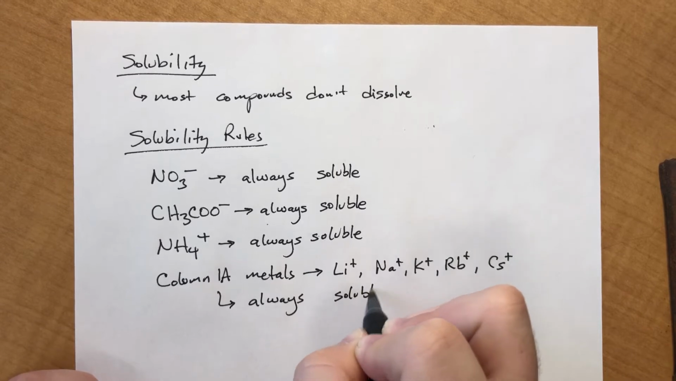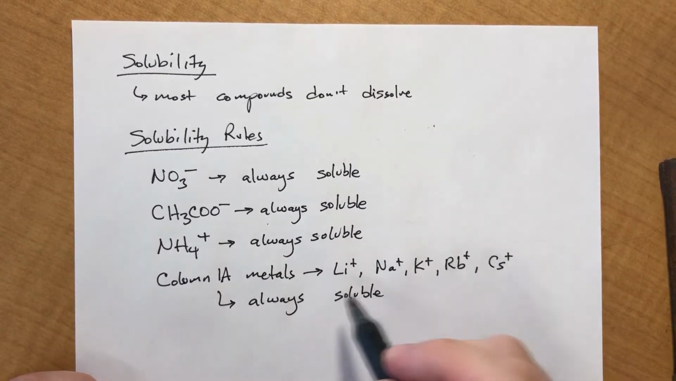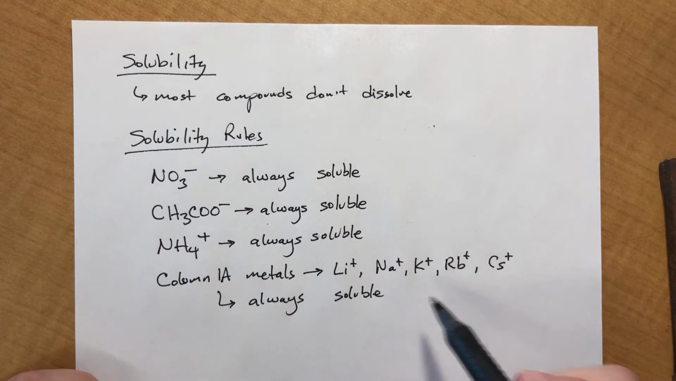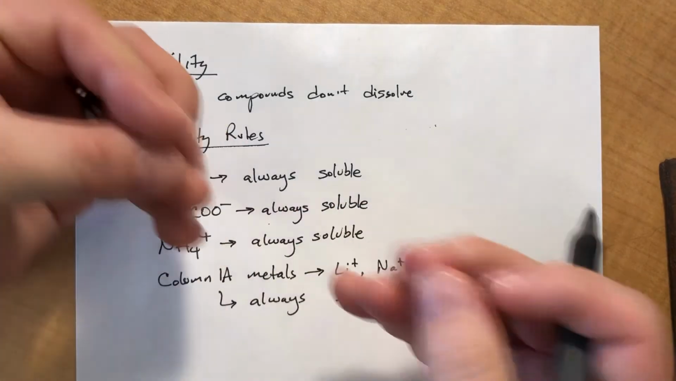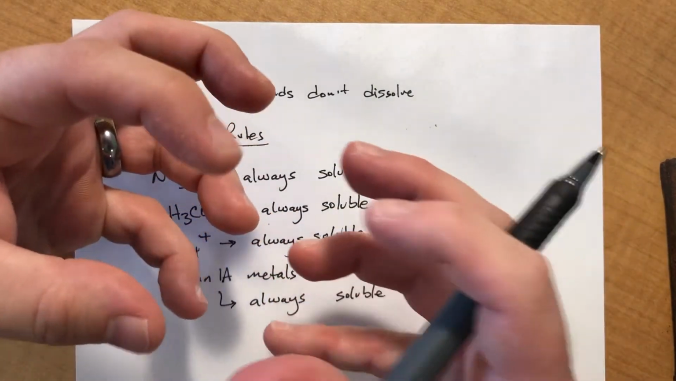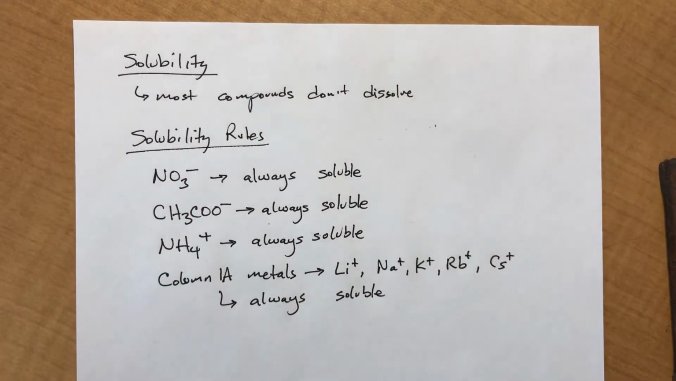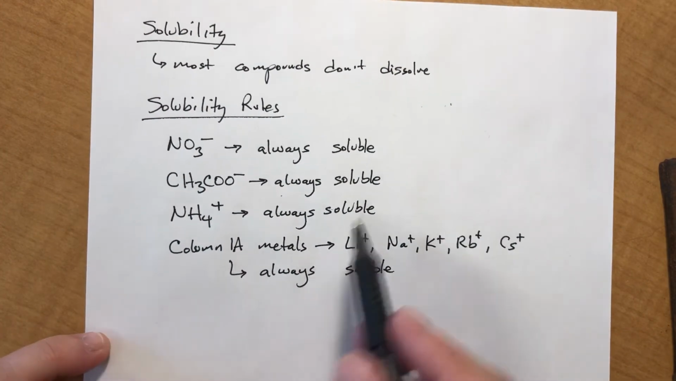You'll notice that these things all tend to have plus or minus 1 charges. Things with low charges tend to be easier to rip apart. The larger the charge, the harder it is to force them apart. So these ones are the always.